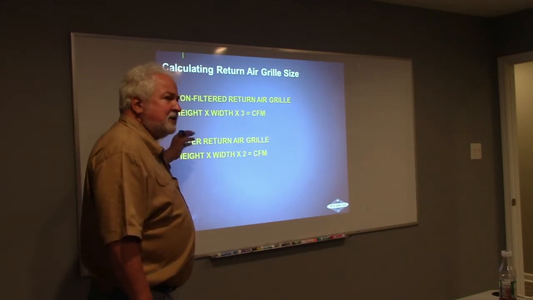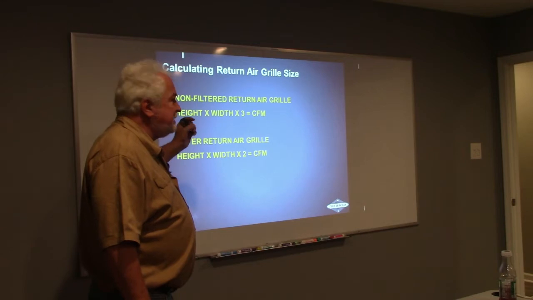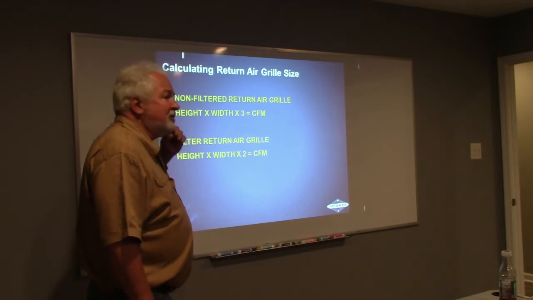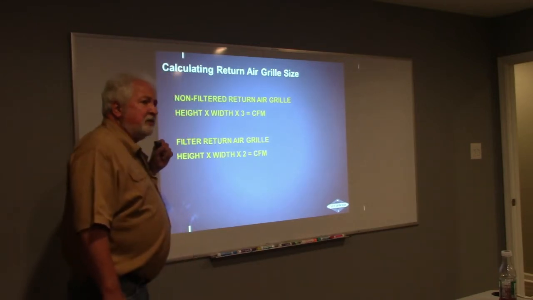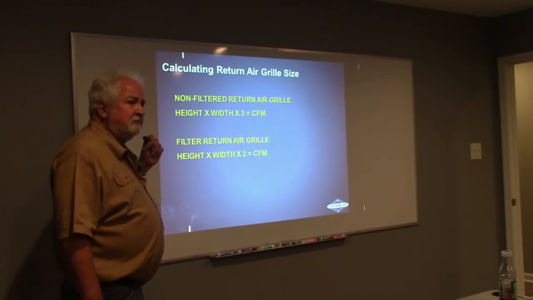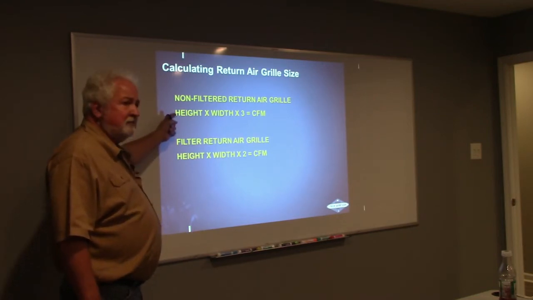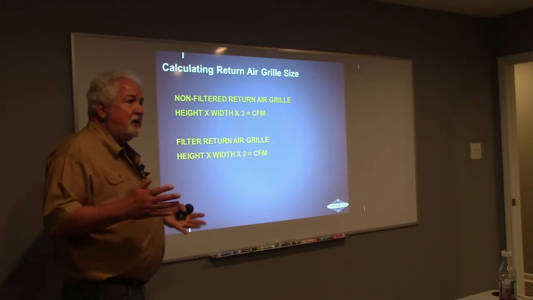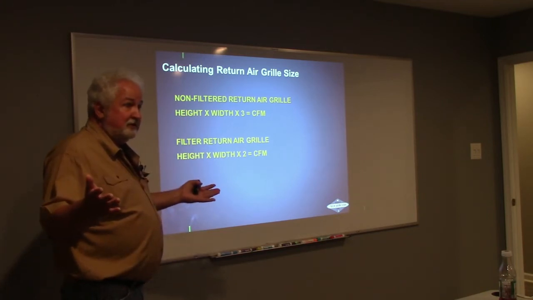Nice. Let's make it easy. Let's say a 24 by 24, let's call it a 20 by 20 because the math's easy. 20 times 20 is 400, times 3? 1,200. So a 20 by 20 I can use for a 3-ton system, is that right?